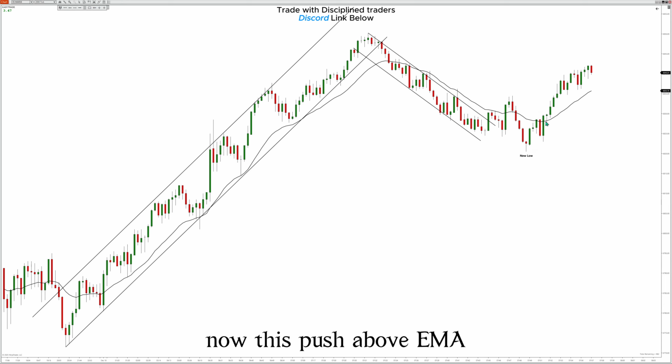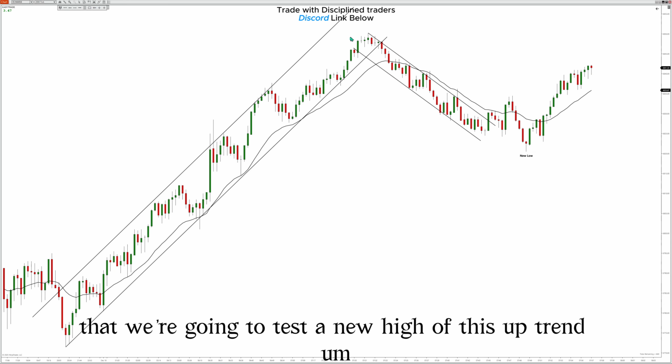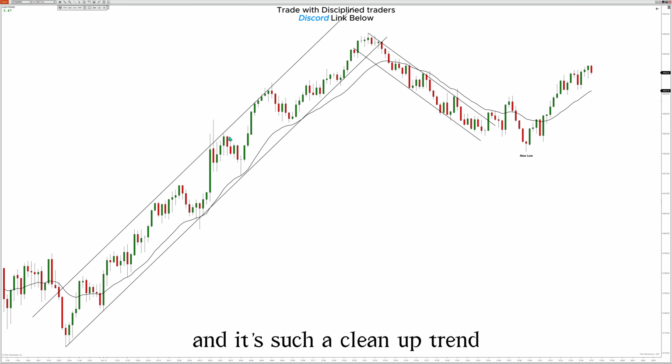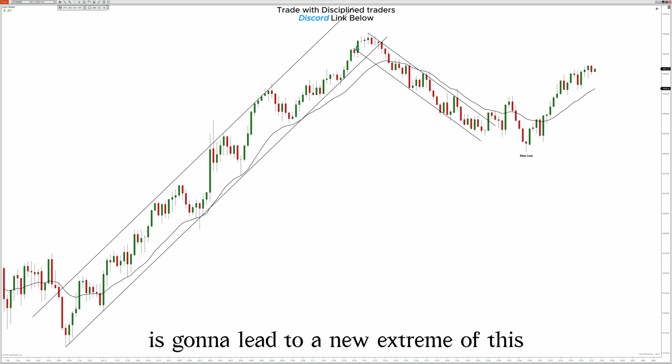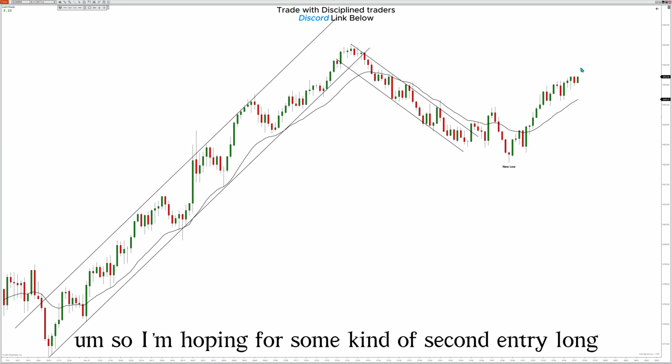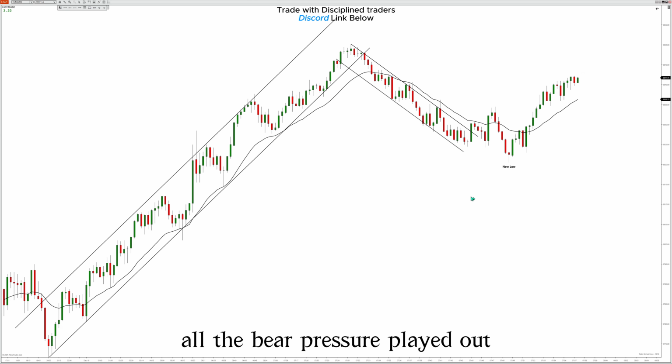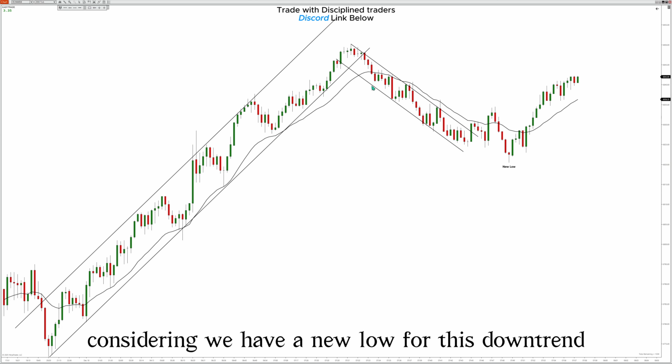Now this push above EMA makes me think that we're going to test a new high of this uptrend. Considering we didn't test it and it's such a clean uptrend, these ones always create new extreme. So I'm expecting that this push up is going to lead to a new extreme of this. So I'm hoping for some kind of second entry long. All the bear pressure played out, considering we have a new low for this downtrend.